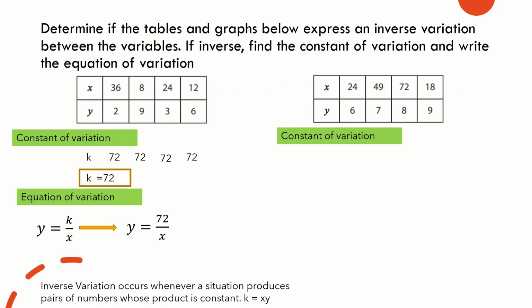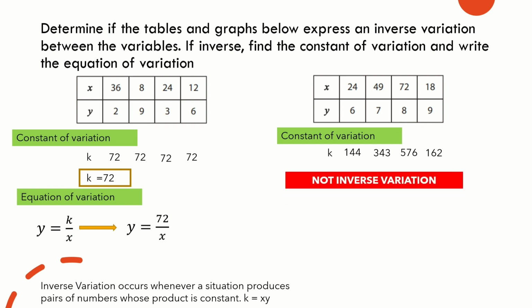Next, let's figure out if table number 2 also expresses an inverse variation. Again, we find the constant of variation by simply multiplying x times y. 24 times 6 is 144. Next is 49 times 7, that's 343. 72 times 8 is 576. And 18 times 9 is equal to 162. Notice that the values of k here are different from each other. Therefore, we consider table number 2 not an example of inverse variation.